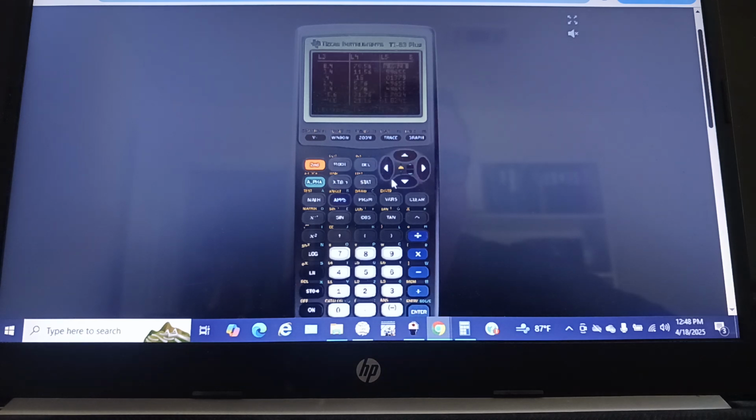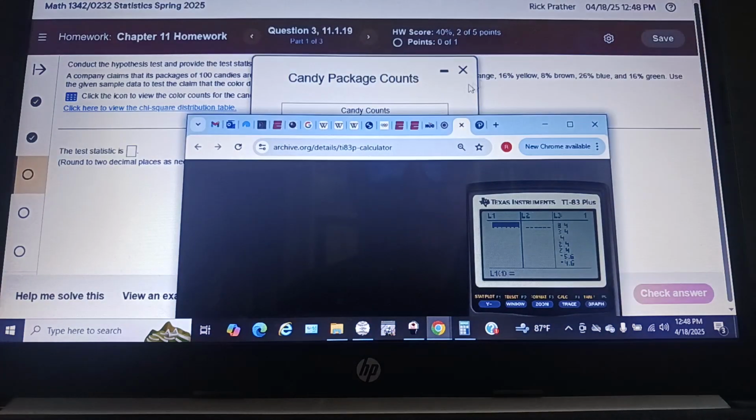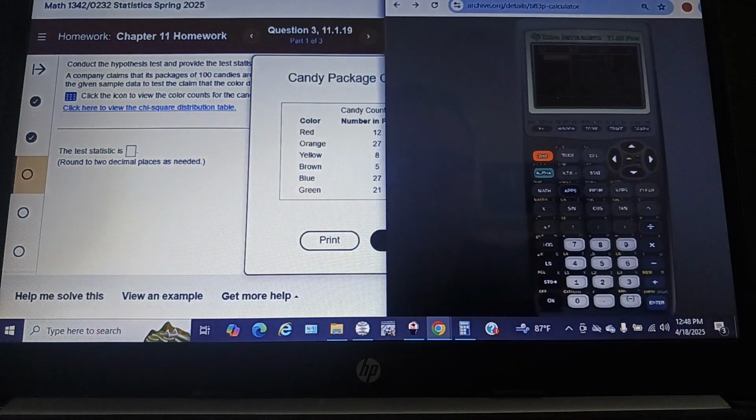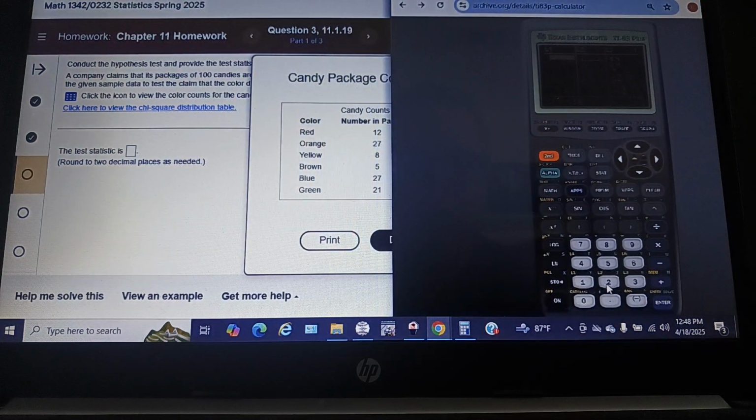So there's just one difference compared to the first 2 problems. The only difference in this whole problem is how you do the L2s. It turns out you don't just put the average in L2 as soon as there are percentages given to you. So I'm clearing out list 1 and list 2. I'm going to type the 6 colors of candies in list 1. So list 1 gets 12, 27, 8, 5, 27, and 21. The observed always go in L1.